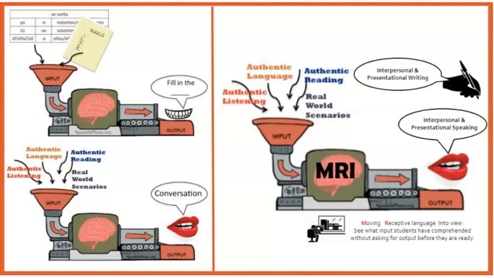Alright, now we're going to take a look at the same image with OWL modification. In this OWL version, notice that the conversation has been modified to become the two modes of communication that require output. Conversation isn't the only type of output we want from our students. OWL also added the word MRI to the brain. MRI means moving receptive language into view.